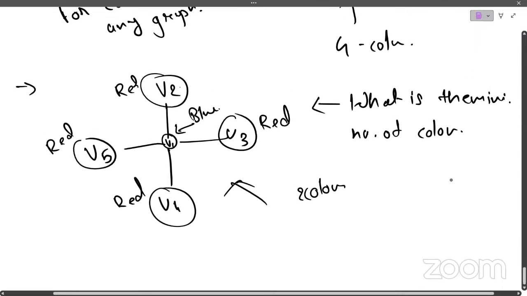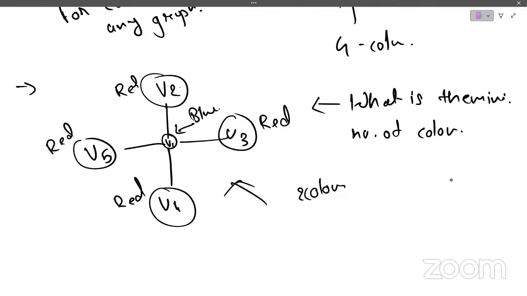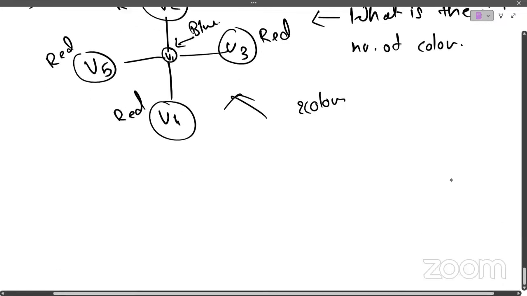Yes, ma'am. So in questions also, you are given a precise diagram of a graph, and then we ask you to find the minimum number of colors to color the graph. One of the famous examples is this type of graph. Suppose this is your vertex. This is some other vertex.